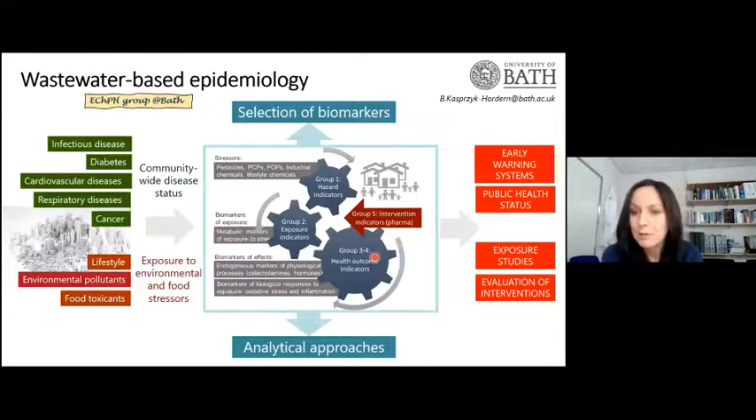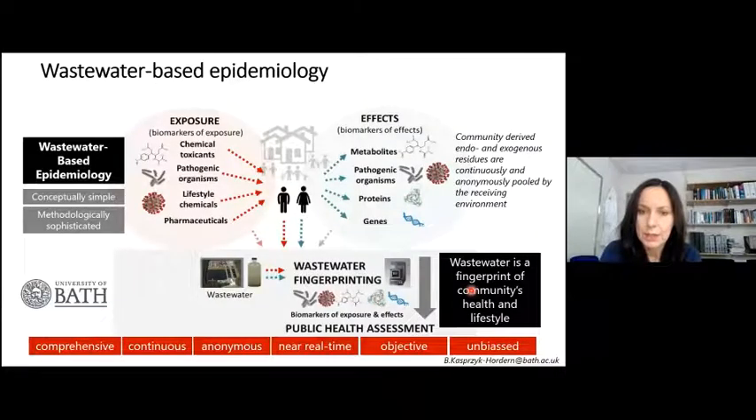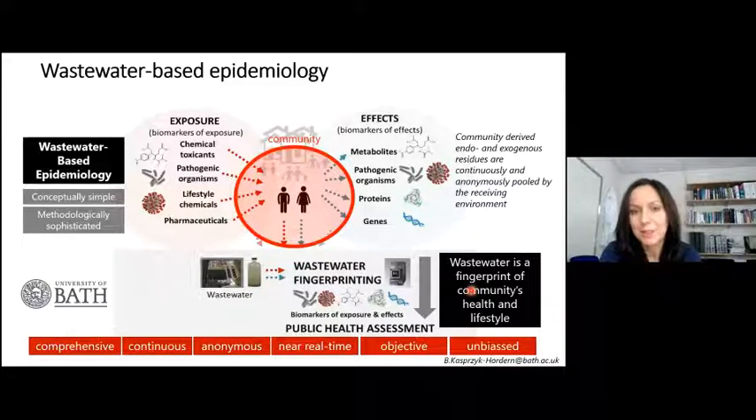And we applied our approaches in various different dimensions, and some areas are captured here. So we've been working in the development of early warning systems, also to assess public health status, exposure studies, and also to evaluate interventions. And I will touch upon this today. But before I start, I wanted to emphasize one thing. Wastewater-based epidemiology, historically and still now, is focused on us, on communities. So we think about how people are exposed to various different stresses and what it means in terms of public health. But there is really much more to it, and I wanted to touch upon this today.